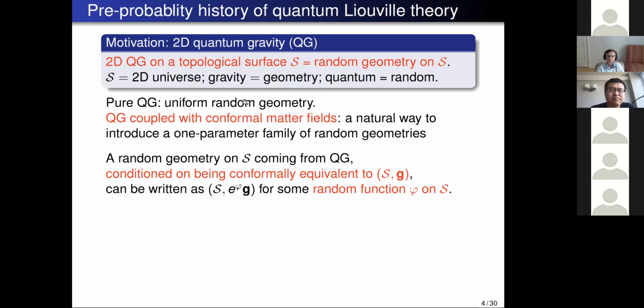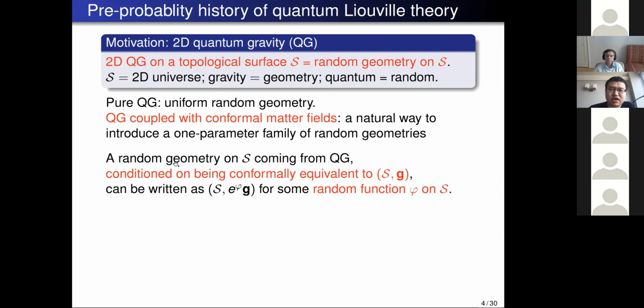It models the universe without any matter. And in physics, it is also relevant to consider quantum gravity coupled with the so-called conformal matter fields. And this is a natural way of introducing a one-parameter family of random geometries on surfaces.